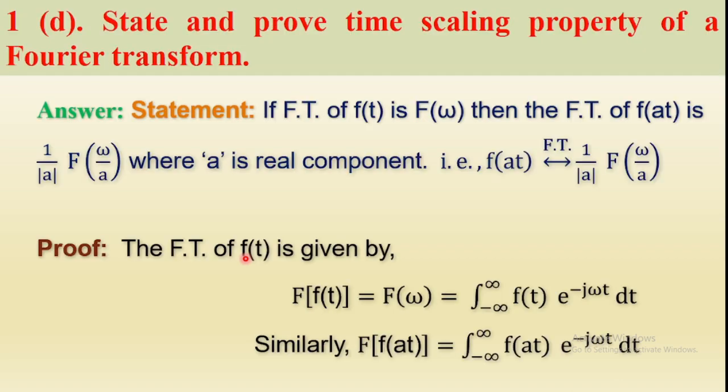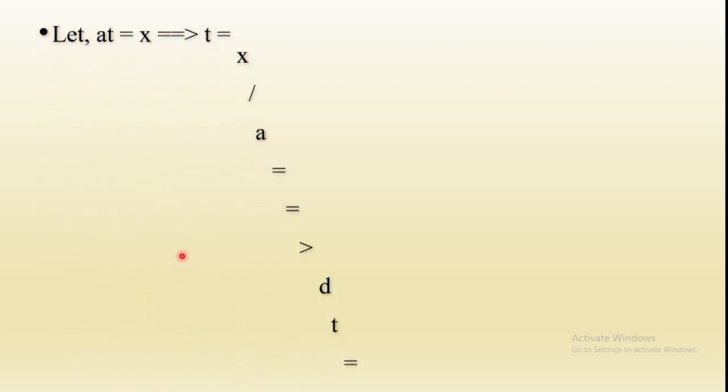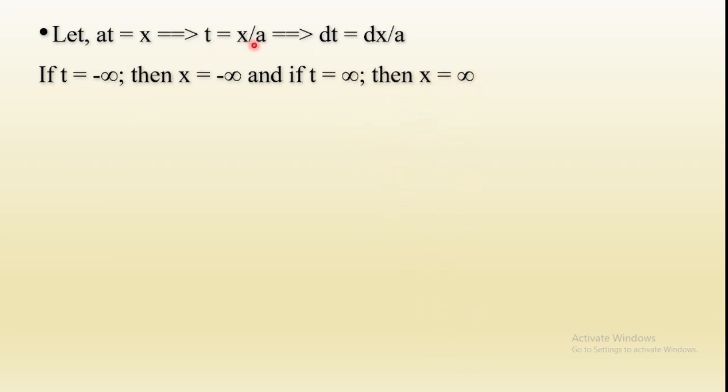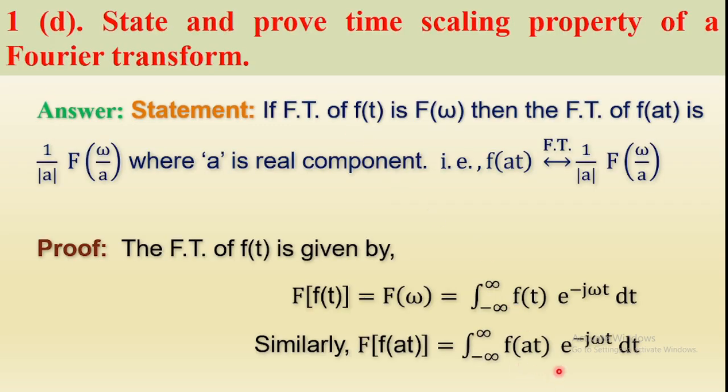Now in this equation, what are the ranges of t? The range of t is minus infinity to plus infinity. Here we are considering a t equal to x, so now calculate the range of x. In the equation t is equal to x by a, substitute the lower and upper values of t. If t is equal to minus infinity, then x is equal to minus infinity, and if t is equal to infinity, then x is equal to plus infinity. So x also varies from minus infinity to plus infinity. Applying these considerations into the above equation.